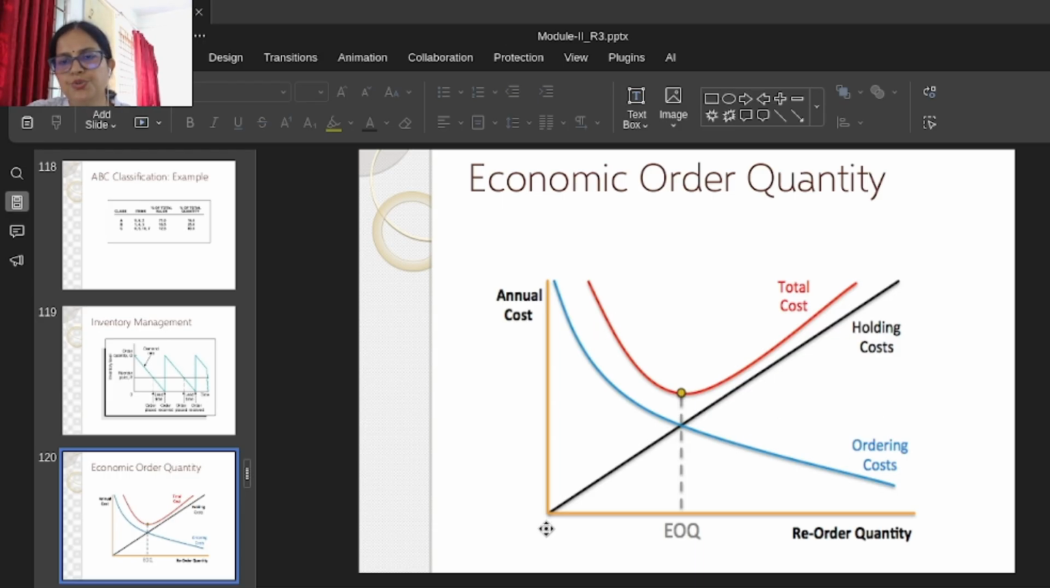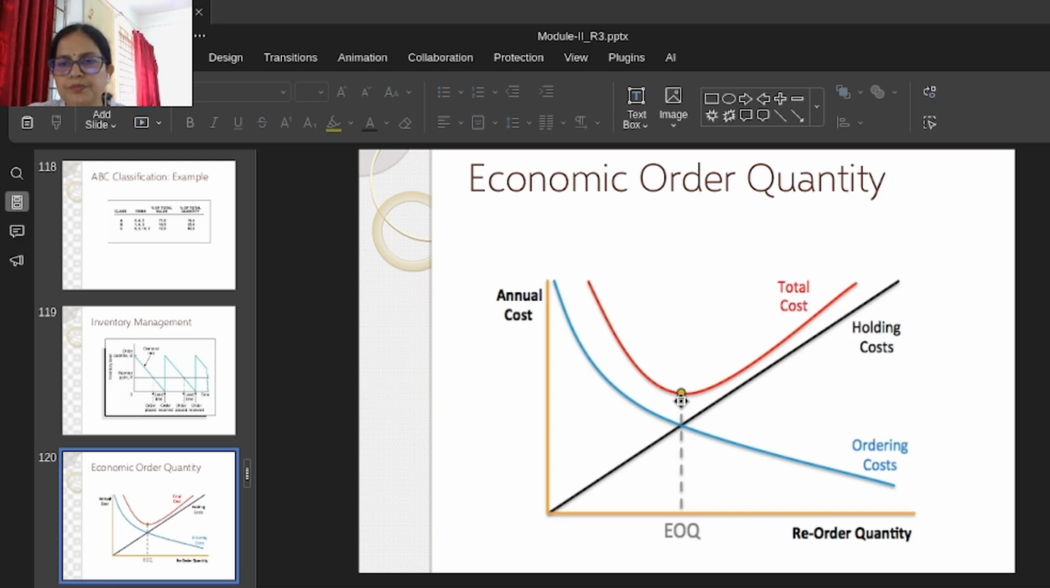When we add these two costs, holding cost and ordering cost, we get the total cost curve. So what is our main aim with the total cost curve? We need to minimize or optimize the total cost. See the minimum point in the total cost curve. So this is the minimum point of the total cost curve.